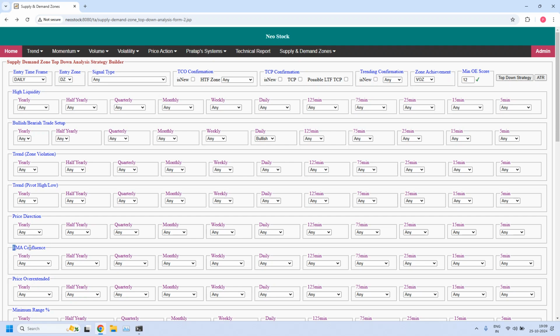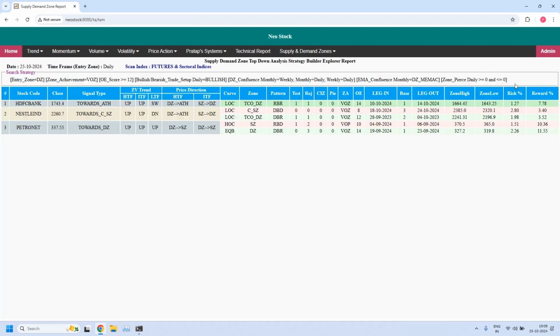So let's verify. In the EMA confluence at monthly time frame, I am looking for monthly demand zone with monthly EMA confluence. All the 3 stocks are having monthly EMA confluence. So they are even more high probability setup supported stocks. So this is about bullish trade setup for monthly income trade.